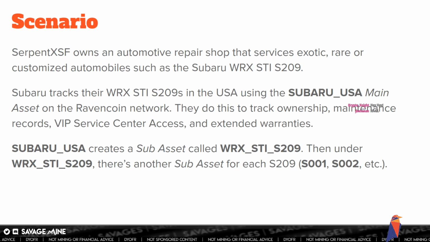They do this to track ownership, and these are going to be key things right here, what we are trying to document and tag with restricted assets and tags. So they do this to track ownership, maintenance records, VIP service center access, and extended warranties. Those are just some of the things you could come up with. I'm sure there are a ton more. I didn't want to create too many, because each one of these is probably going to play into our little scenario in one way or the other.